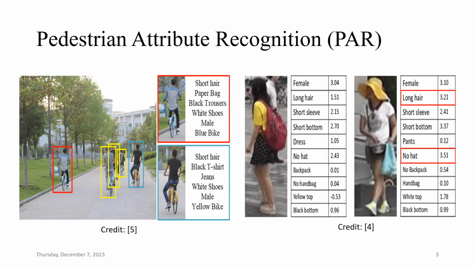These are two different representations of pedestrian attributes. The first image shows pedestrians depicted in bounding boxes, and the bigger boxes depict a few attributes like short hair, paper bag, blue bike, etc. On the right, two pedestrian images and their corresponding sets of attributes are shown.